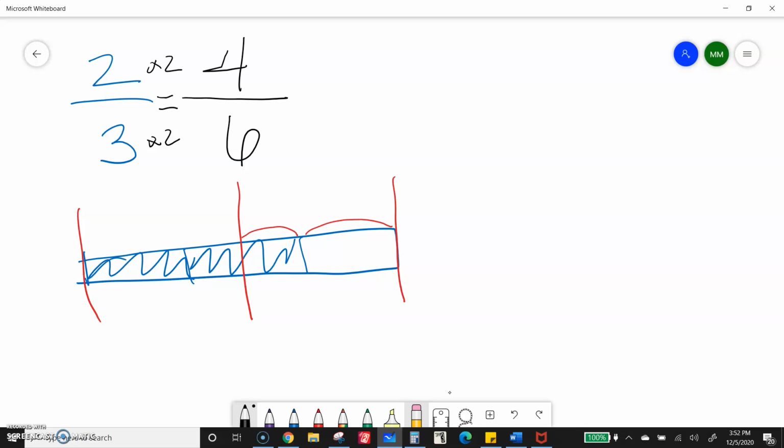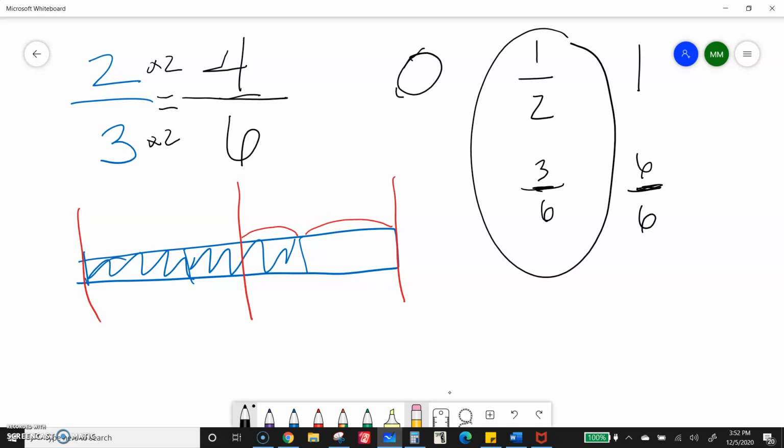6 is a little bit easier because I know that 1/2 is 3/6 and 1 whole is 6/6. Well, I have 4, and 4 is closer to 3 than it is to 6, so it tells me it's closer to 1/2. So my picture was right, but I just wanted to be sure it wasn't misleading me, so I could write an equivalent fraction to help me.